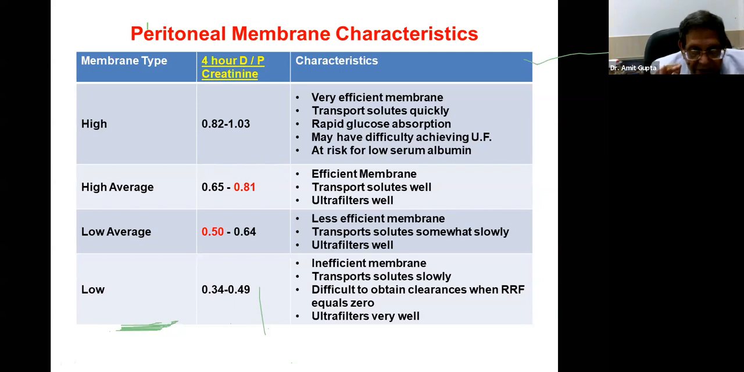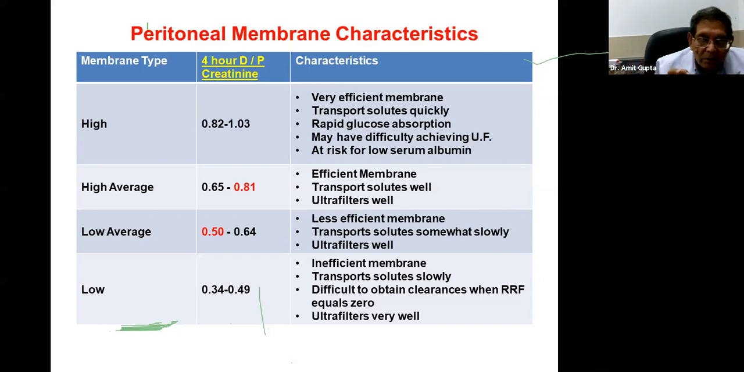The high average, where the D by P creatinine is between 0.65 to 0.81, is an efficient membrane. It transports solutes well, and it also ultrafilters well. Those with a low average, where the D by P creatinine ranges between 0.5 to 0.64, the membrane is slightly less efficient as compared to those with high average. It again transports solutes reasonably well, but somewhat slowly, and ultrafilters well.